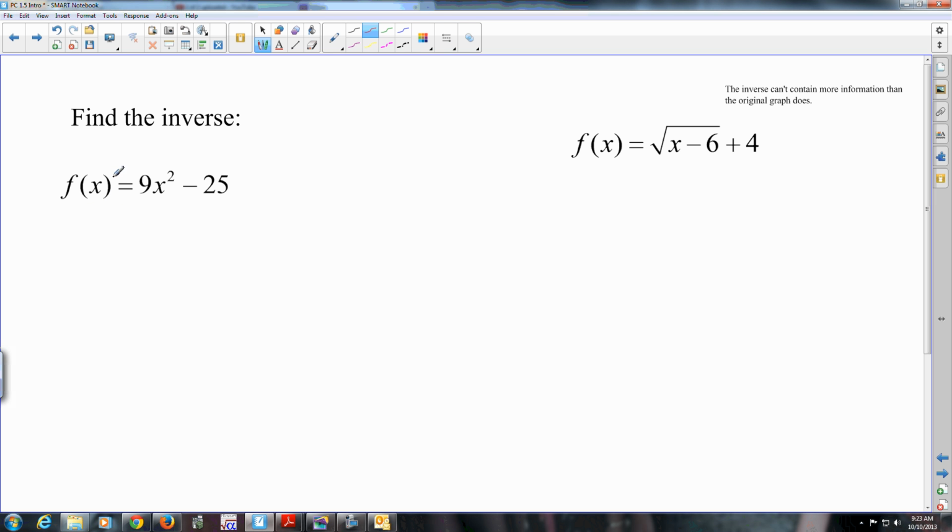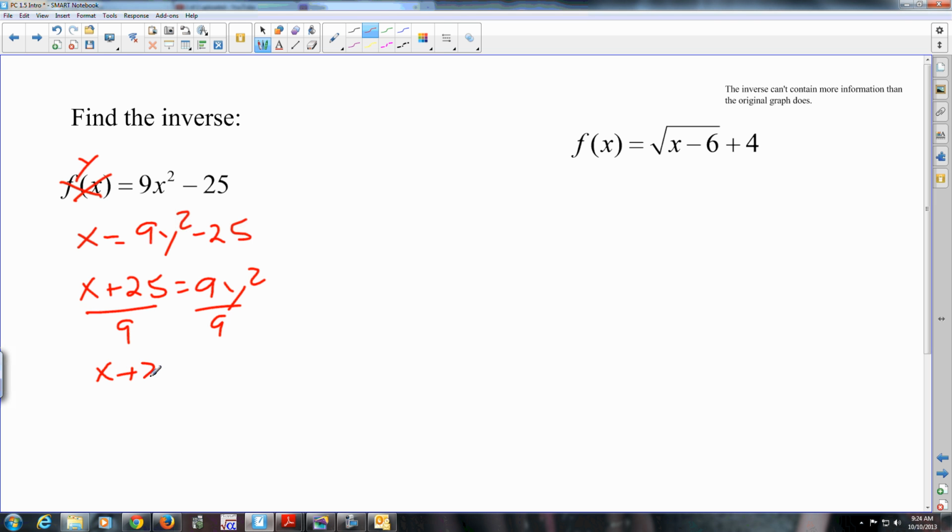Remember the good old days when this was just your y value? y is equal to 9x minus 25. Switch your x and y's: x is equal to 9y squared minus 25. Now solve for y. You need to have x plus 25 is equal to 9y squared. Divide by 9, and you have (x plus 25) over 9 is equal to y squared.